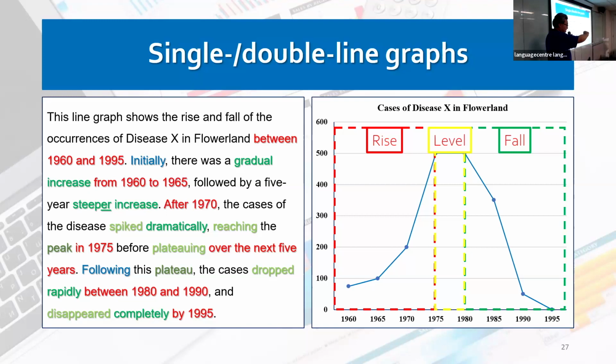The language of comparison is a main feature of this type of writing. If we are told to describe charts and graphs, other than time markers or the language of comparison, this time you can see some words. You can see two words highlighted in blue, right? Initially, blah blah blah. Following, blah blah blah. What is the function of these words?